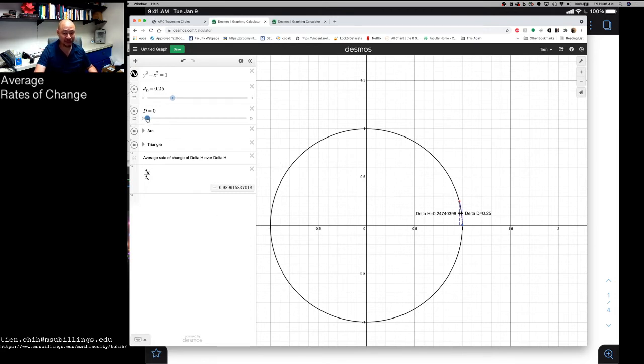But look what happens as I start to traverse the circle. Let's say if I come up here, this distance here is still just 0.25, but now my change in height is much less, right? It's now only about 0.18. If you look at the average rate of change here, it's dropped down to about 0.75. And so what that's telling us is our ascent was very steep here, right?